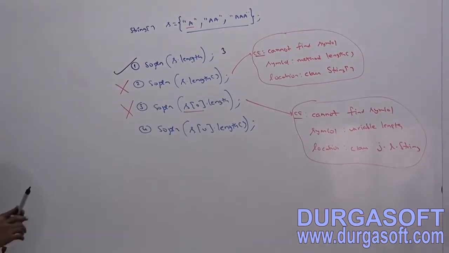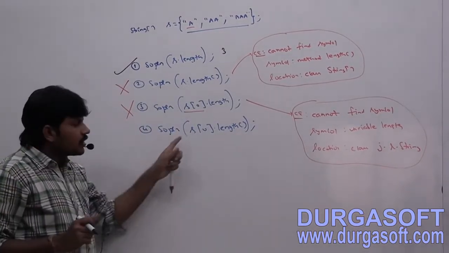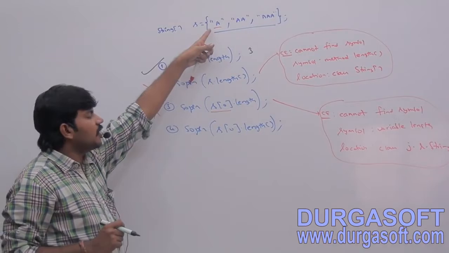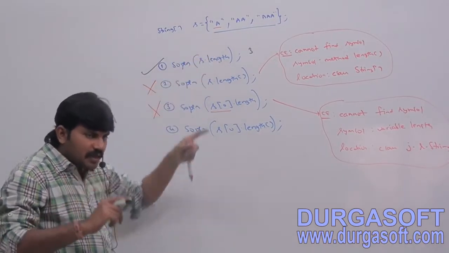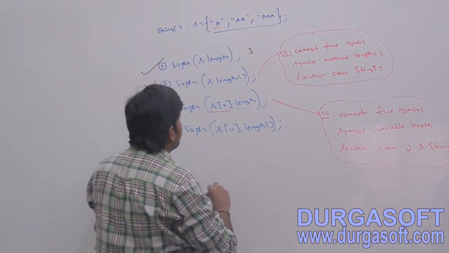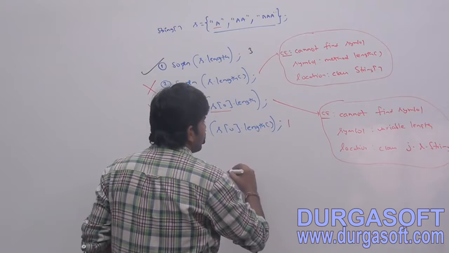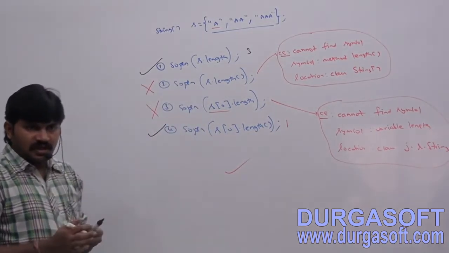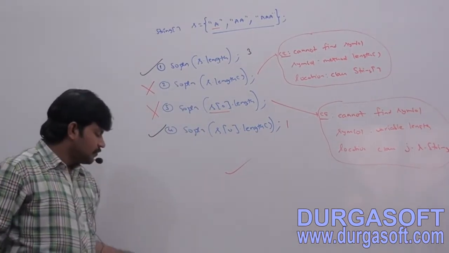Next, s[0].length(). That is nothing but the length of the first element. Can you spell out what the value is? 1 itself is the answer. Is any explanation required at this point?